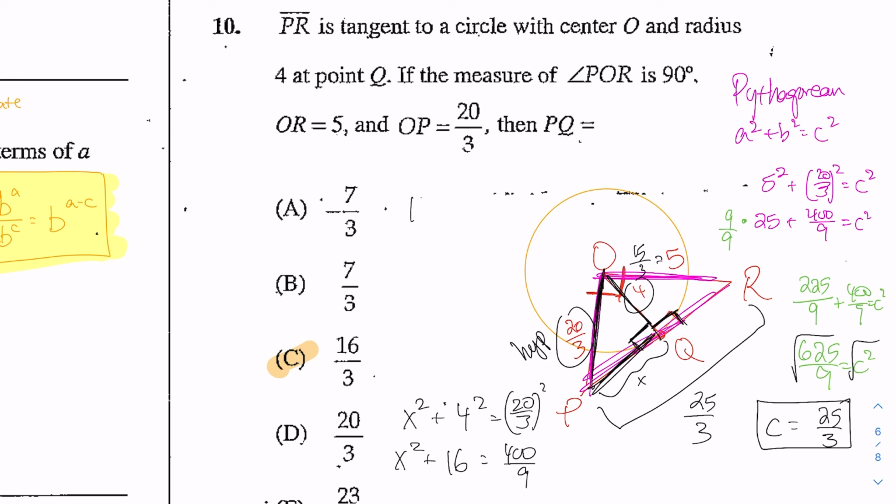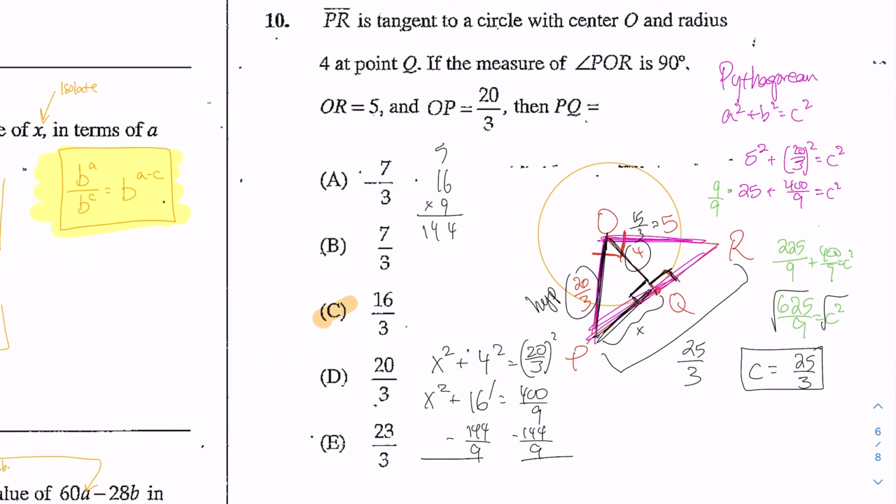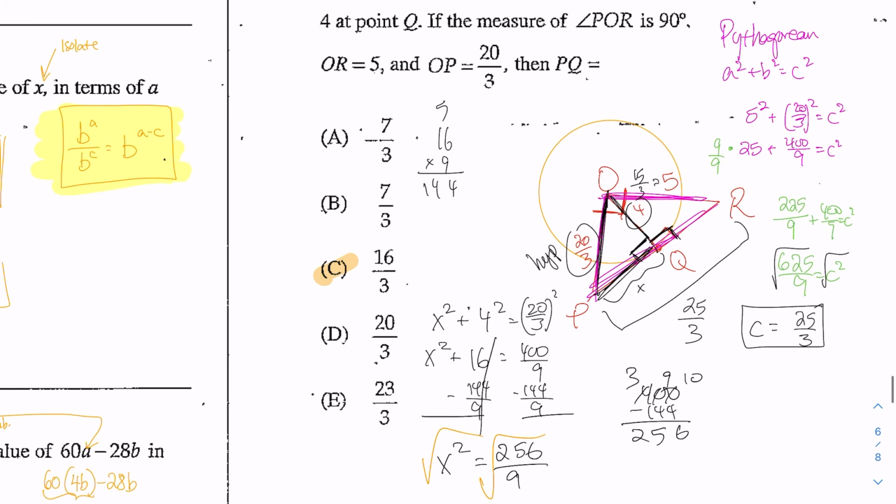16 you will rewrite as, do 16 times 9. That's 144. So 16 you'll rewrite as 144 over 9. So if you subtract 144 over 9 on both sides, you get that x squared is equal to 256 over 9. And then when you do the square root, you get that x is equal to the square root of 256 over 9, which again, two perfect squares. That's going to be 16 over 3. And that's choice C.